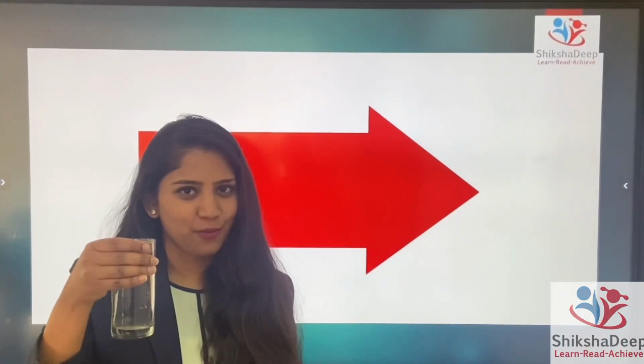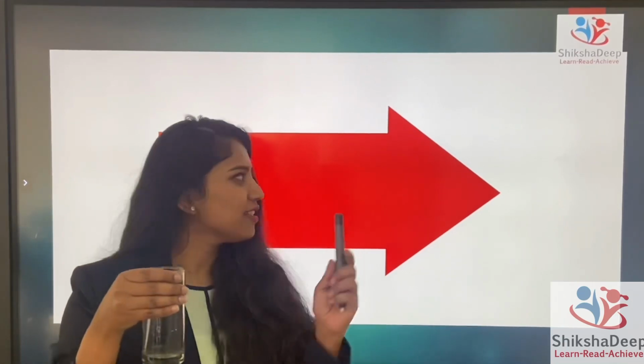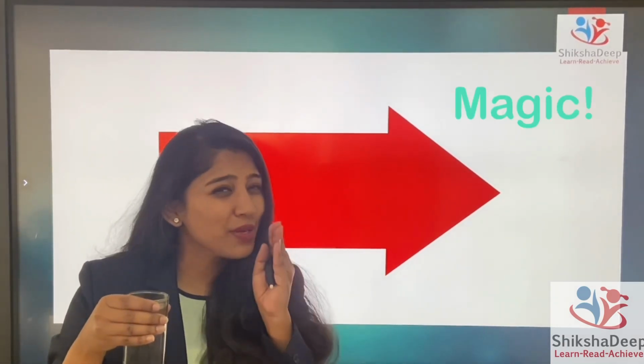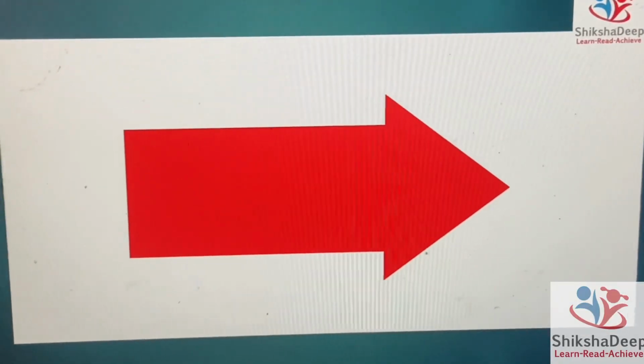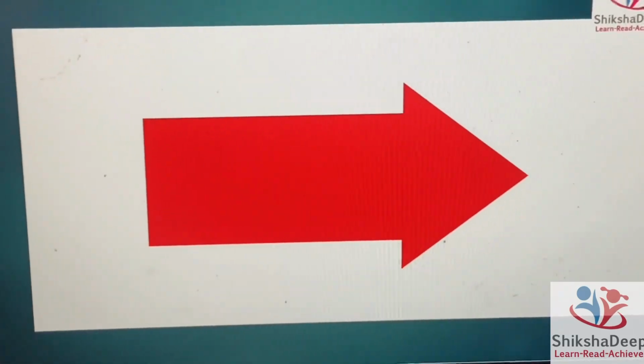Let's take a glass of water. This is a transparent glass filled with normal water. Here's an arrow on the screen. When I pass this glass across the screen, you can see a small magic happening. Are you excited to see the magic? Let's pass this glass across the screen and see what happens. Pay attention.